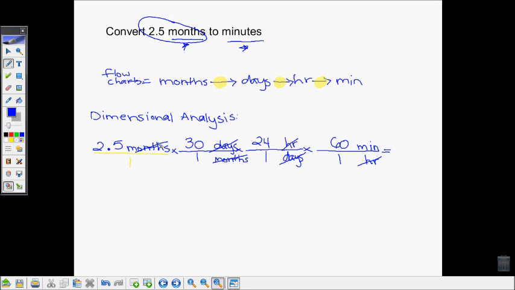So in your calculator, we're going to type out 2.5 times 30 times 24 times 60 to get the final answer. And it's going to be a large number. I got this number. And we're going to put the final unit that did not cancel out as the unit of my final answer. So this is how many minutes we spend on summer break each year. That's a lot of minutes.